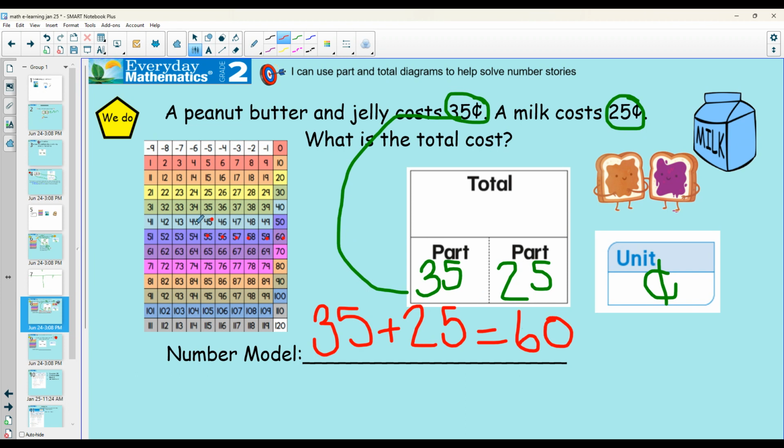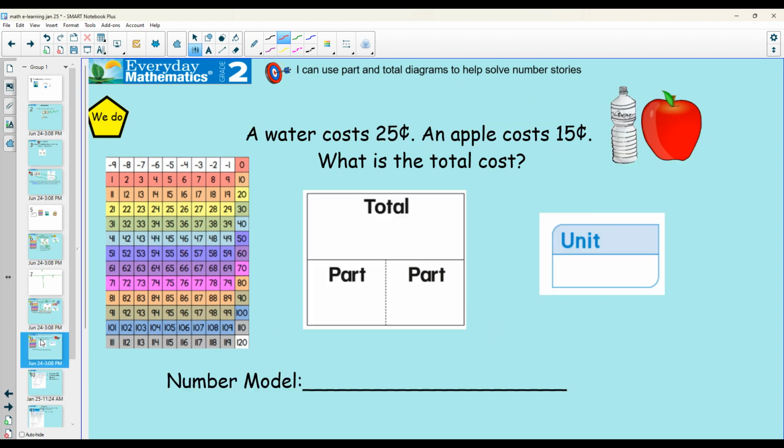We're going to do one more. Okay, let's look at this one. Water is 25 cents and an apple is 15 cents. What is the total cost? Cubes it out. Circle the numbers. Oh yeah. Underline the question. Boom shakalaka. I know that total is an addition word.